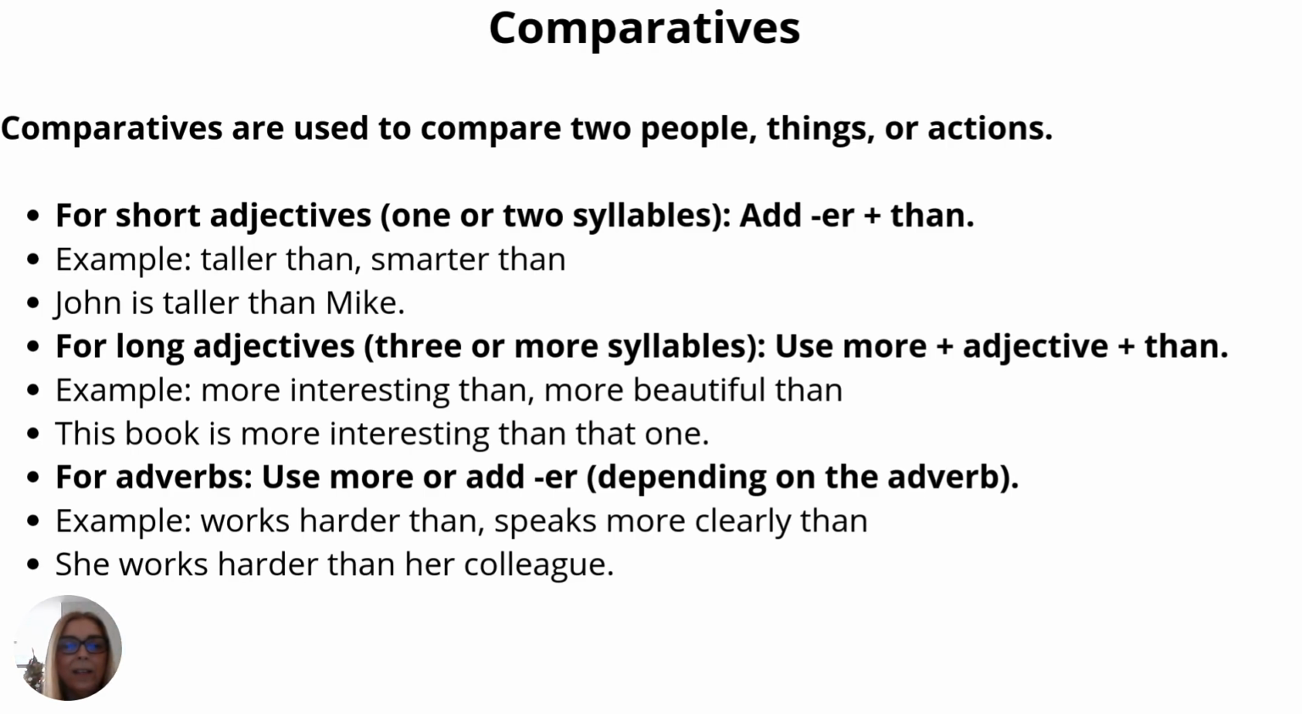To start, we can see that for short adjectives of one or two syllables, we add the termination -er plus than. For example, taller than or smarter than. An example sentence could be: John is taller than Mike.